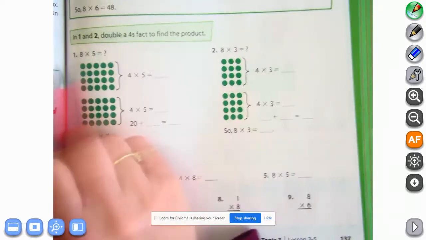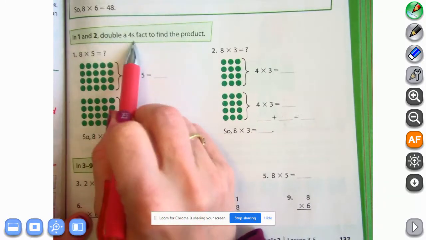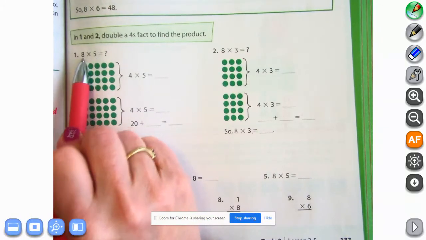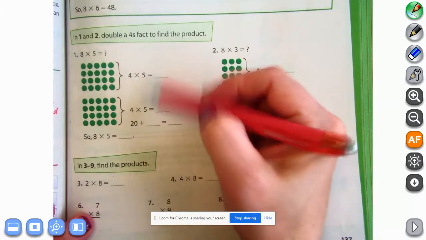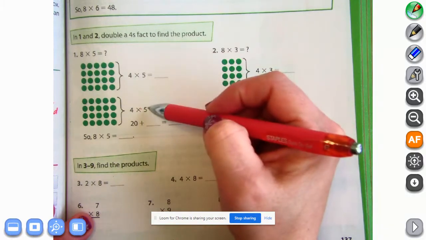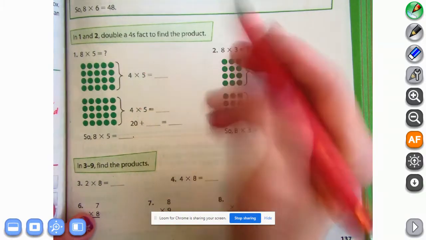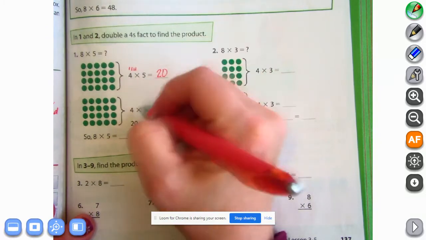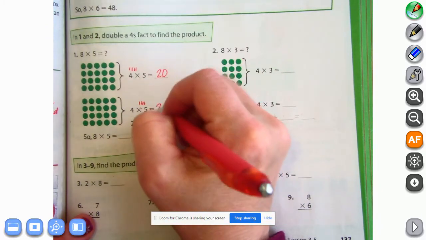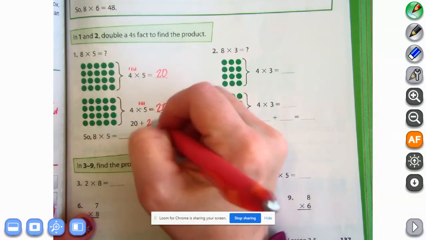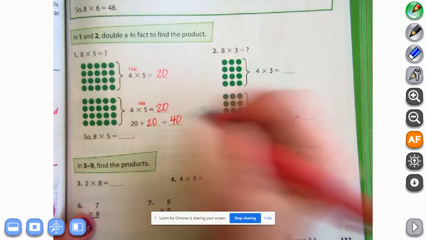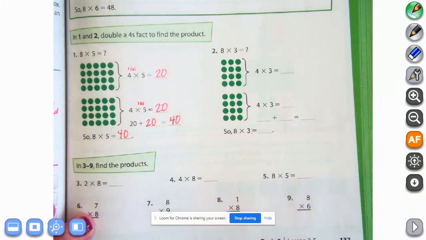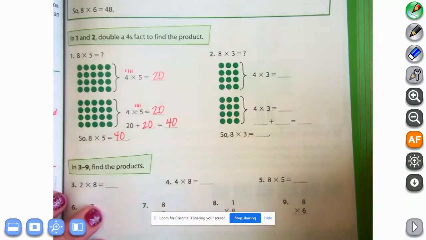All right, so in 1 and 2, double a 4's fact to find the product. So we're doing 8 times 5, and we know that 4 plus 4 equals 8. So we divided it up into 4 times 5 and 4 times 5. If you skip count by 5 4 times, you have 5, 10, 15, 20. 20 plus 20 equals 40, so 8 times 5 equals 40. Okay, check your answers and fix anything that you have incorrect, okay?